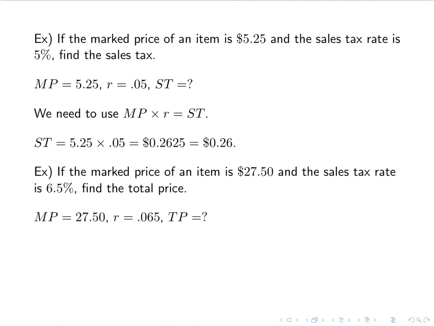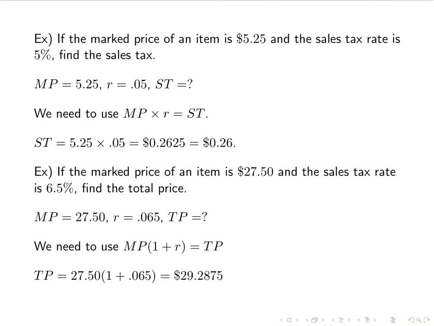So is there an equation that has MP, R, and TP? Yes, MP times (1 plus R) equals TP. That's that third equation. So I plug it in. 27.5 times (1 plus 0.065) is 29.2875. Again, we can only have two decimals, so $29.29.